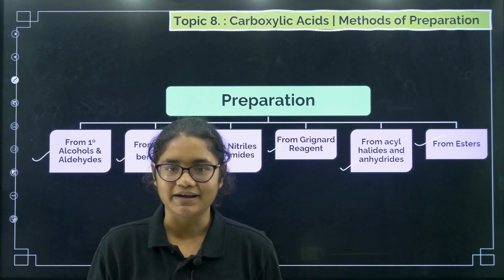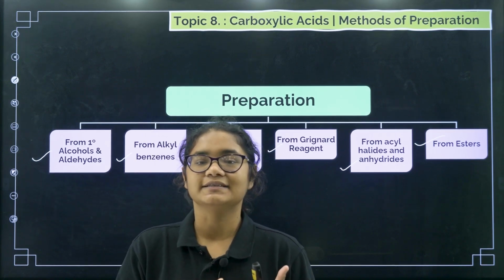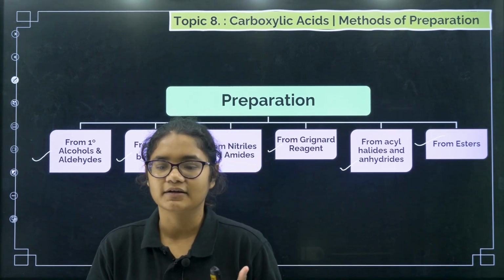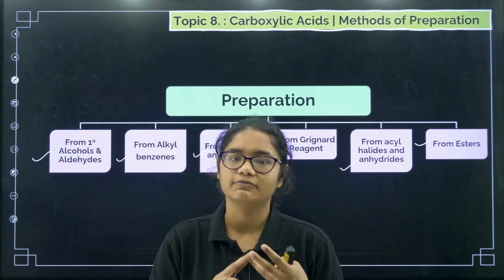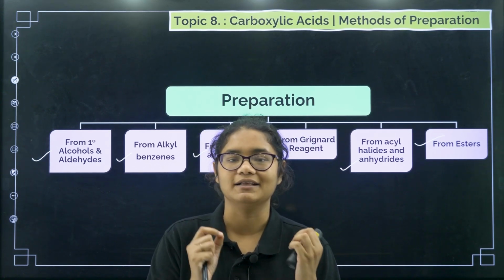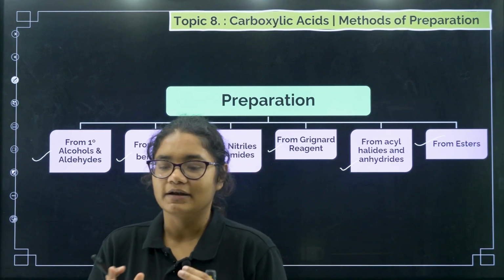Once again, let us revise. First one is from primary alcohols and aldehydes. Second from alkyl benzenes. Third is from nitriles and your amides. Fourth one from Grignard reagent. Fifth one from acyl halides and anhydrides, and the next one is from esters.